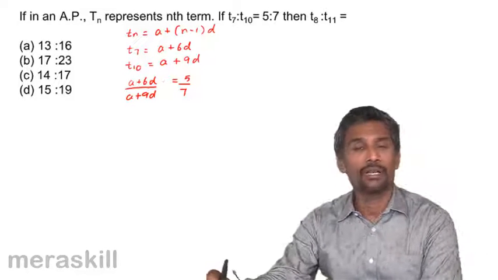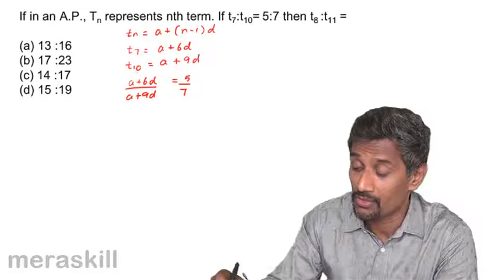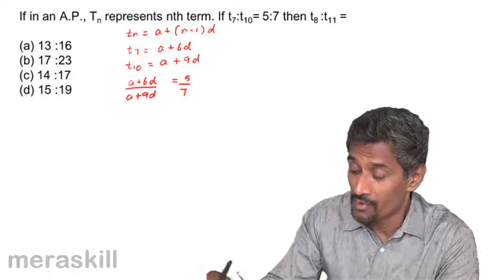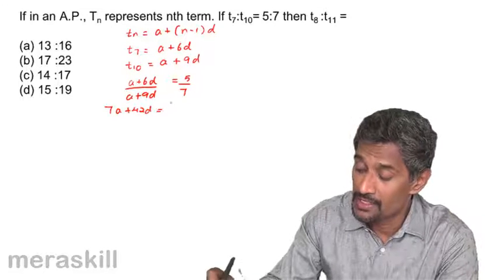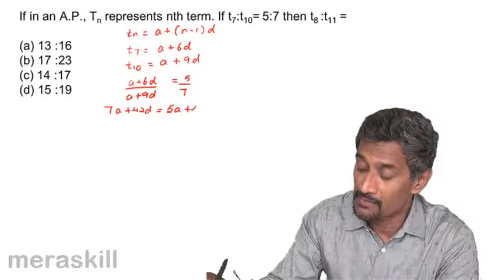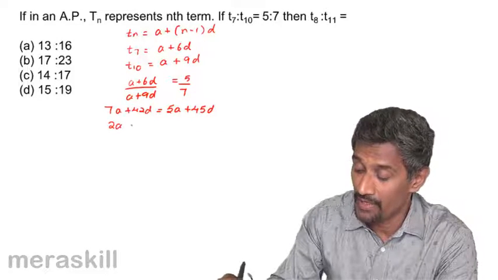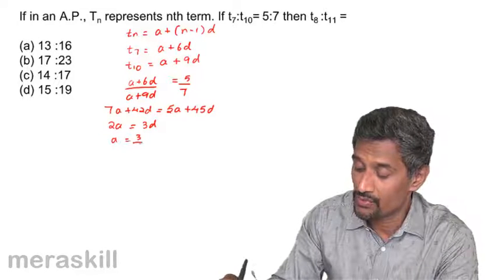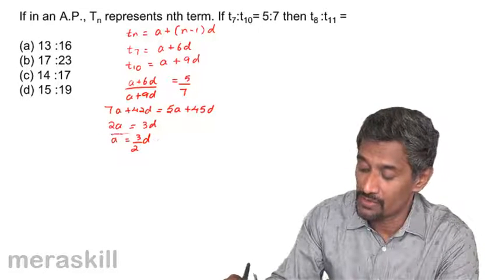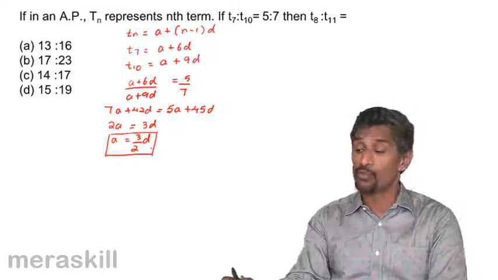Now here you need not find out A and D individually, but you need to find out the ratio of the two. So we cross multiply, you get 7A plus 42D is equal to 5A plus 45D. That gives you 2A is equal to 3D. So you get A is equal to 3 by 2 D. So this is some value, you can keep it aside. A is equal to 3D by 2.